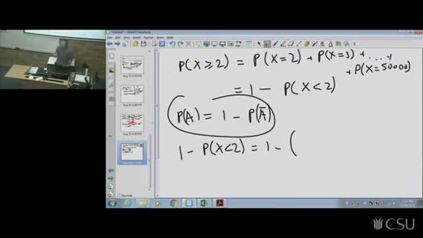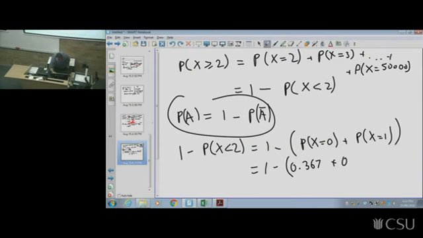What ways can you get less than 2? What numbers are less than 2? Well, 0 and 1. So it can either be 0 or it can be 1. Now we worked these out already. So it was 0.367 and 0.367, and if you type that in your calculator, you'll get the answer. So about 25%. I'm not really rounding very well, but you can give me more accurate than me.